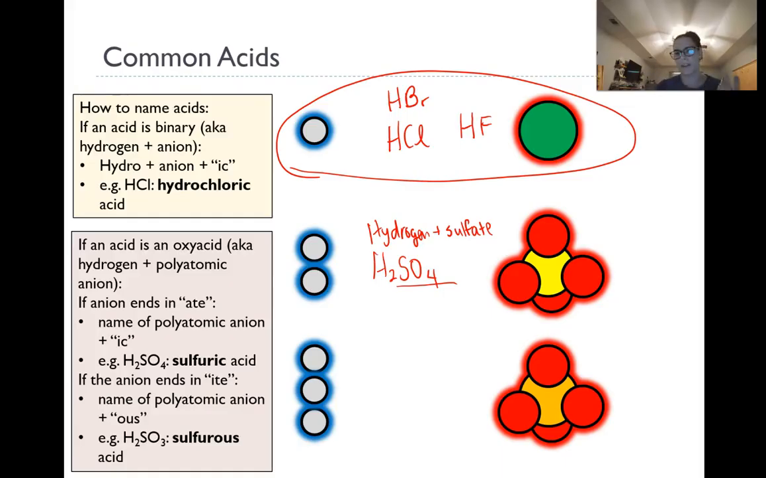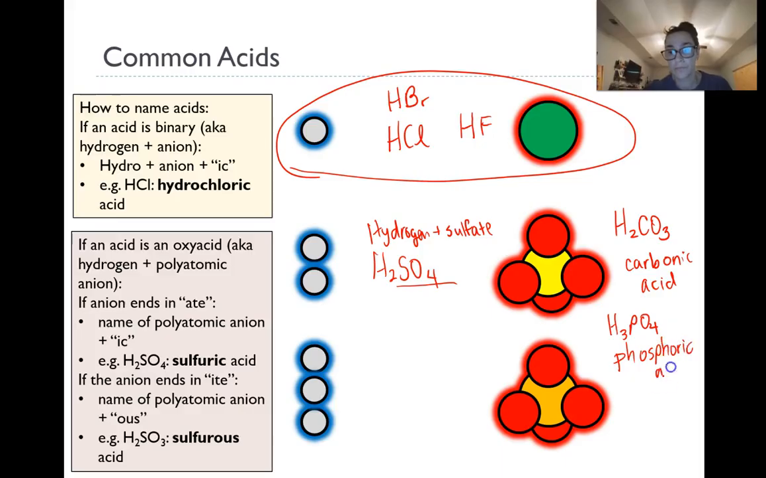And I know it's a little bit weird because sulfate would be like sulfic acid. That just sounds really weird. So this one is sulfuric, but I'll give you another example. This is hydrogen with carbonate. Since carbonate is the name of the anion, this acid is just carbonic acid. Or we have H3PO4. So this is phosphate and hydrogen. So this would be phosphoric acid.